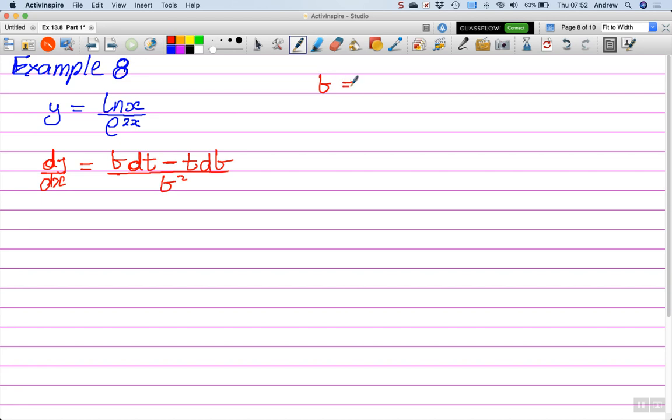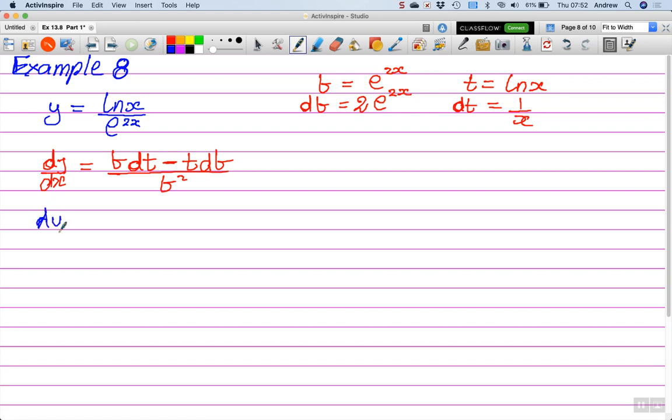The bottom is equal to e to the 2x. So the differential of the bottom, well, when you differentiate an e function, it does not change, so it's still e to the 2x, and then you multiply by the differential of the power. The differential of the power is 2. The top is equal to ln x, and then straight from the formula book, the differential of the top is 1 over x. So now we're in a position to actually do it.